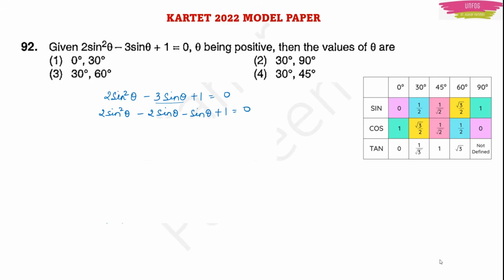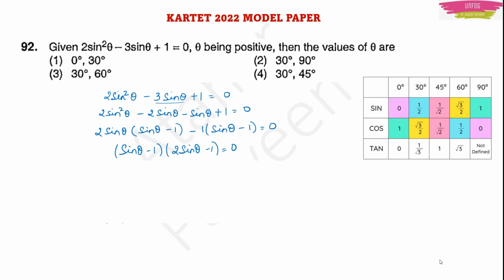Then what you do? You treat it like a quadratic equation. What you do for a quadratic equation? You do some factorization, right? That you have to do here. For the first two terms, you take 2 sin θ common. If you take 2 sin θ common, you will get (sin θ − 1) in the bracket. Next, for the next two terms, you take minus 1 common. You will get (sin θ − 1) in the bracket.